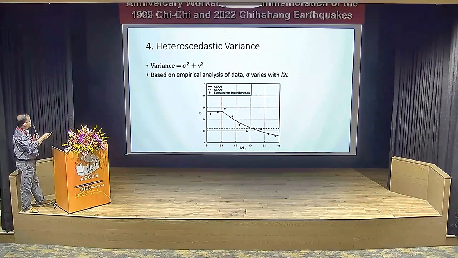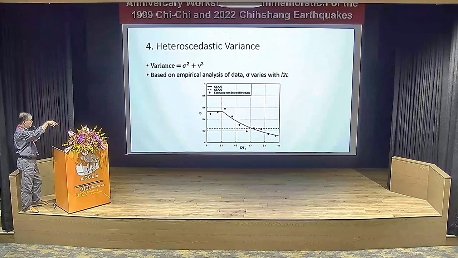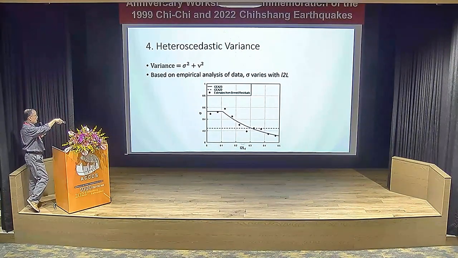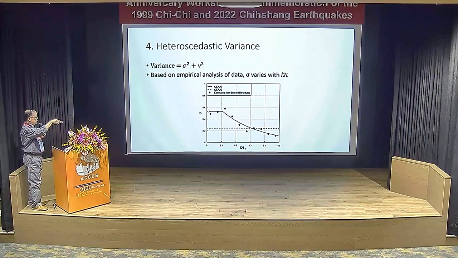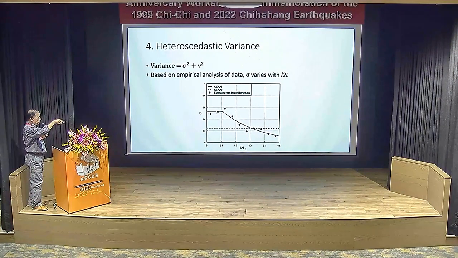The last improvement is that the variance in the Peterson et al. model is a constant. Based on the empirical analysis of the data, we find that the sigma actually varies with L to L, the normalized position along the strike. The sigma is higher at small L to L, that is near the fault edge, and then it starts to decrease toward the center.